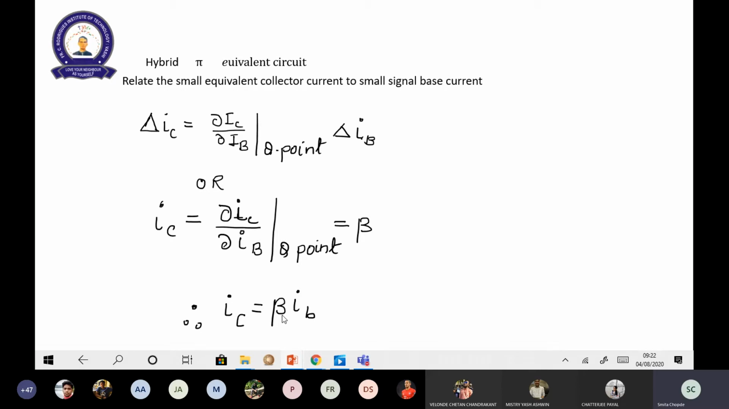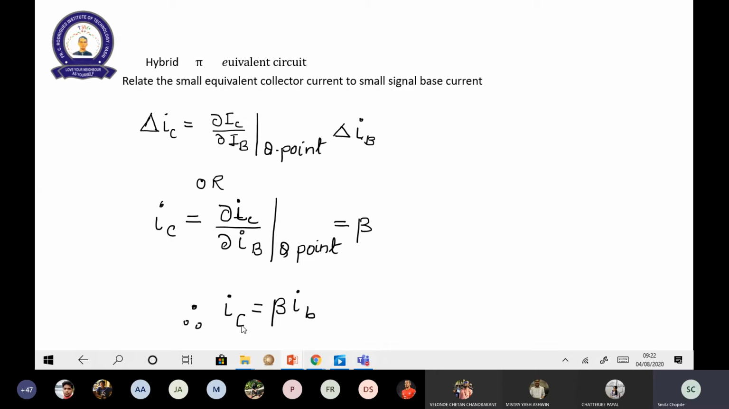Only this factor beta is defined by a quiescent point Q. So there has to be some stable parameter if you're defining some relation. So if I say IC is proportional to IB, by what factor is it proportional? It is proportional by a factor of current gain beta. So beta is nothing but a DC current gain. So this is how you define your current relation.